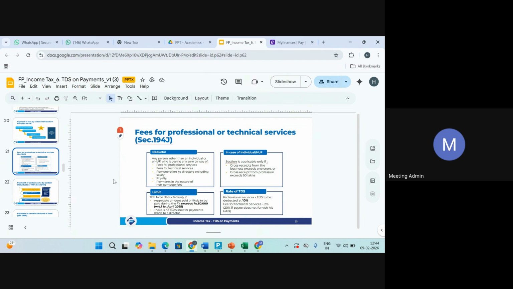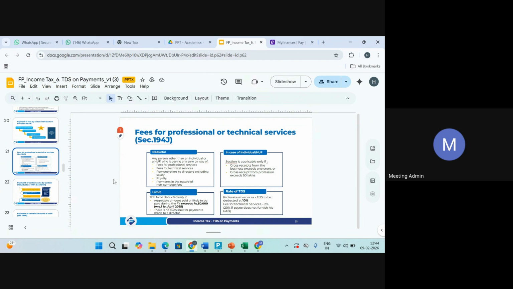Any person other than an individual or Hindu undivided family who is paying any sum by way of fees for professional services, fees for technical services, remuneration to directors including salary, royalty, as well as payment in the nature of non-compete fees. So for these sectors the deductor can deduct the amount.